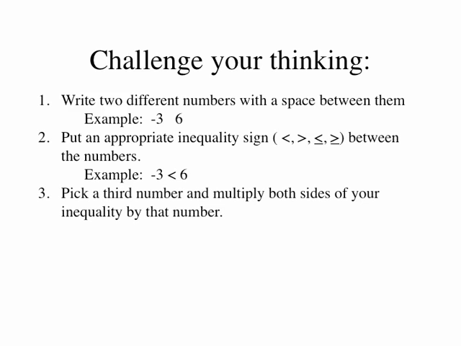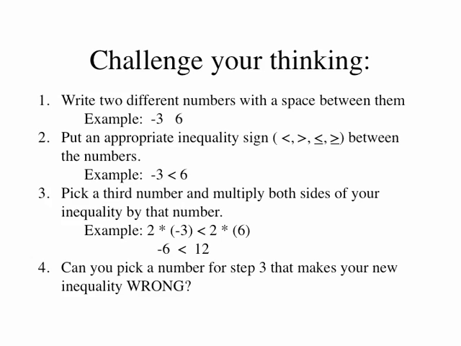Now I want to pick a third number and multiply both sides of the inequality by that third number. In my example, I'm going to multiply both sides of the inequality by 2. When I do that, on the left-hand side of the inequality I have -6, and on the right-hand side I have 12. It is true that -6 is less than 12. The question is this: can you find a number for step 3 above? A number that when you multiply both sides of the inequality by that number, the answer you get is wrong.